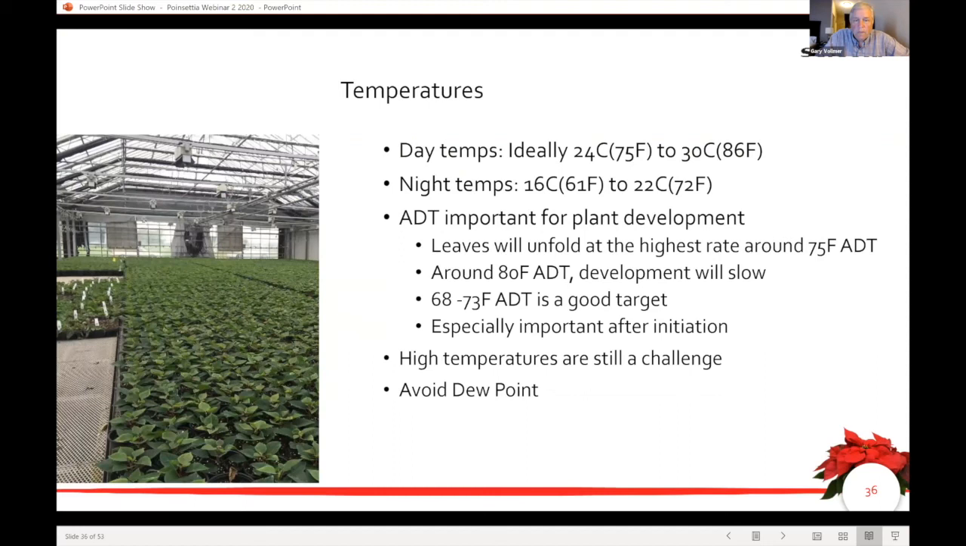Yep. Temperatures, ideally, we're talking 75 to 86. The guys in Southern California, they just chuckle when I say stuff like this. Yeah, 86, right? How about 120? But you want to try to go for the middle zone.